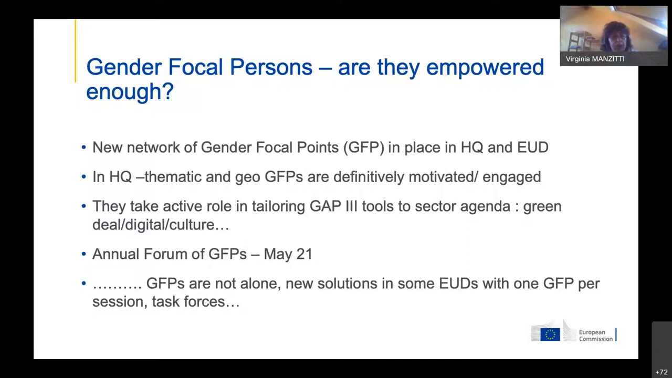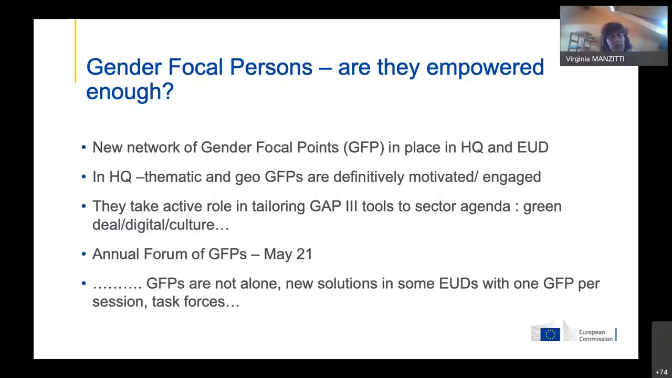So we have a new network in delegation and in headquarters. We try to motivate thematic and geo gender focal persons in headquarters to drive the agenda, their own agenda. For example, working on digital transition, we have a lot of interest from the gender focal persons in this area, Green Deal. So they need to really engage and go.